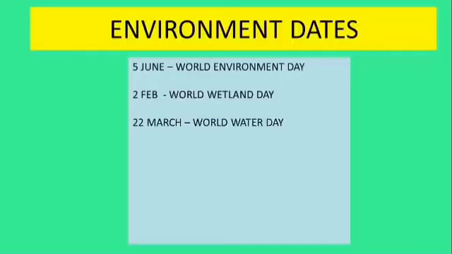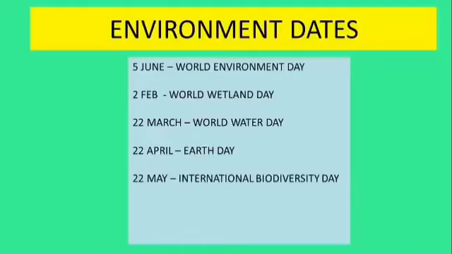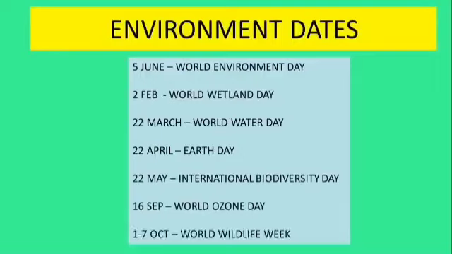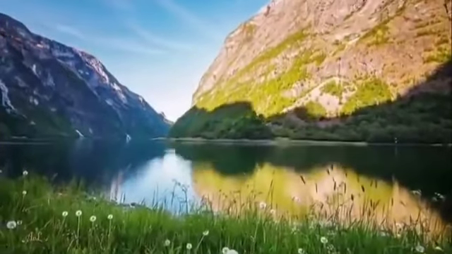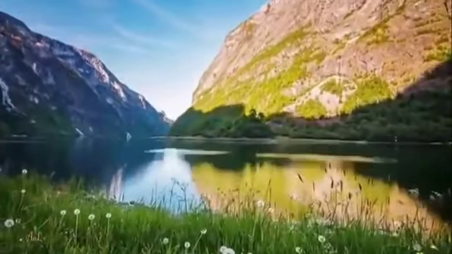22 March is celebrated as World Water Day. 22 April is celebrated as Earth Day. 22 May is celebrated as International Biodiversity Day. 6th September is World Ozone Day. The first week of October is celebrated as World Wildlife Week. So with this, we have completed all topics of this chapter 1. Let us make our planet green, and let us keep learning about the environment.